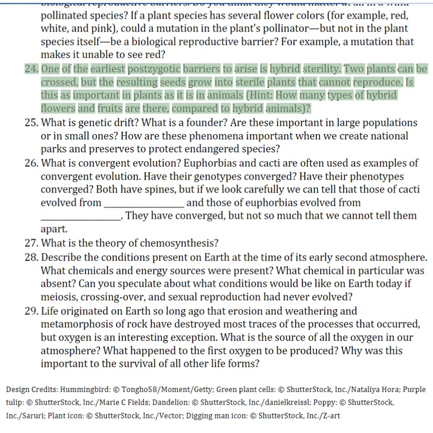24. One of the earliest postzygotic barriers to arise is hybrid sterility. Two plants can be crossed, but the resulting seeds grow into sterile plants that cannot reproduce. Is this as important in plants as it is in animals?